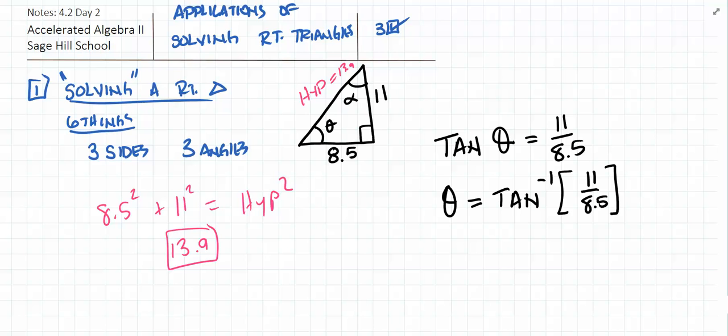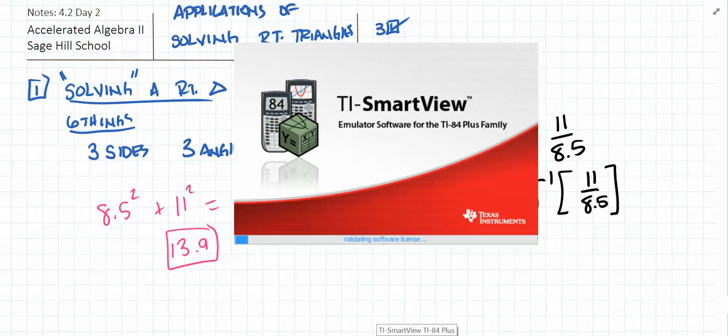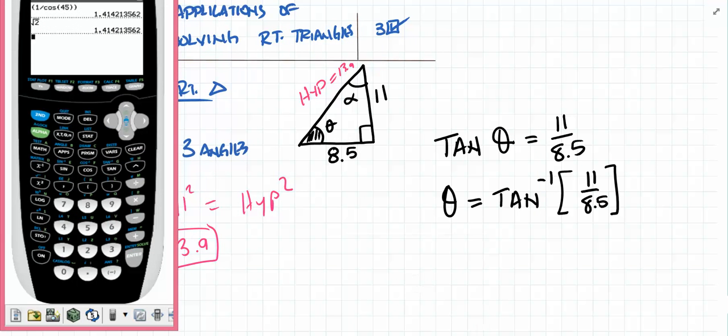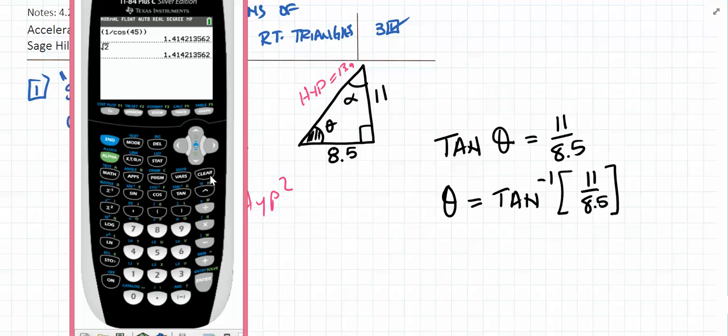Now that little -1 does not mean 1 over tangent. It doesn't mean that, and it doesn't mean cotangent. It means the angle whose tangent is 11 over 8.5. That will give you this angle right down here. So how do we get that? We can use our calculator for this. So take your calculators out for me. Make sure you're in degree mode to get this answer. You can check to see what mode you're in by checking sine 90. Sine 90 should always be a value of 1 if we are in degree mode. In my case, it is. And of course, it just says degree right there.